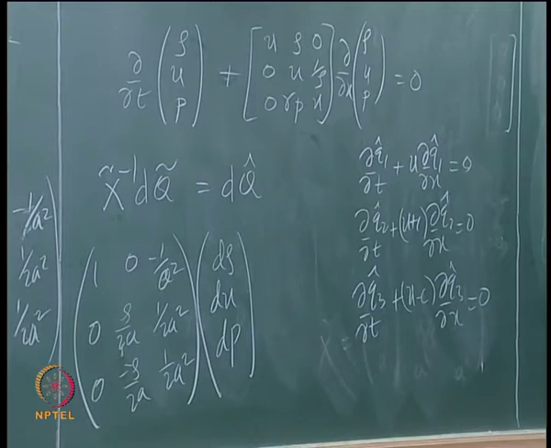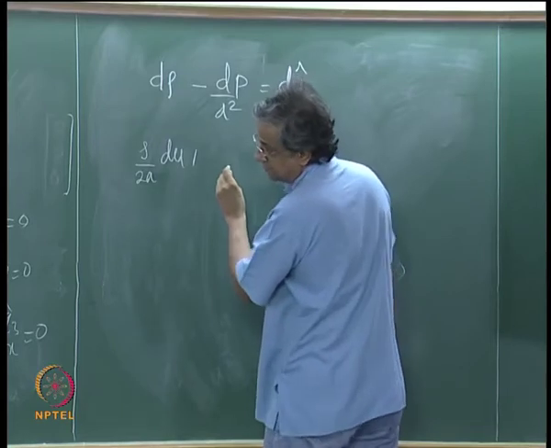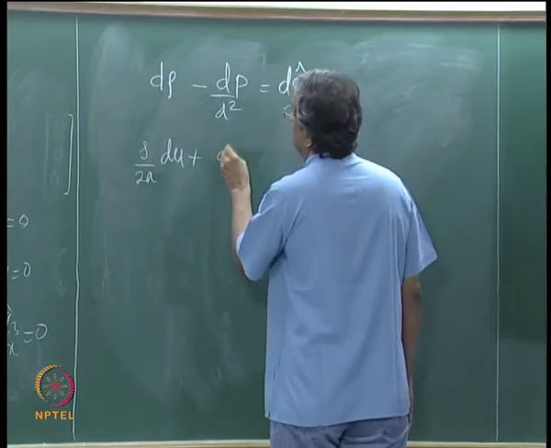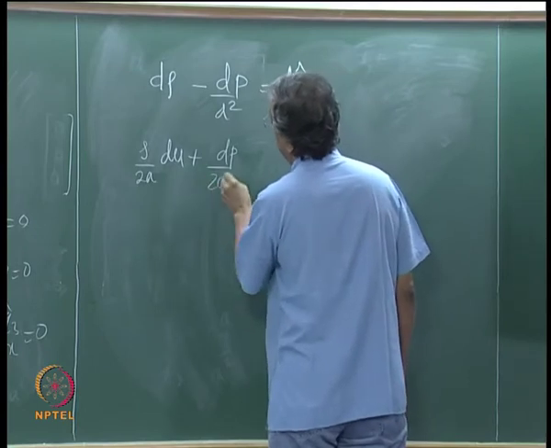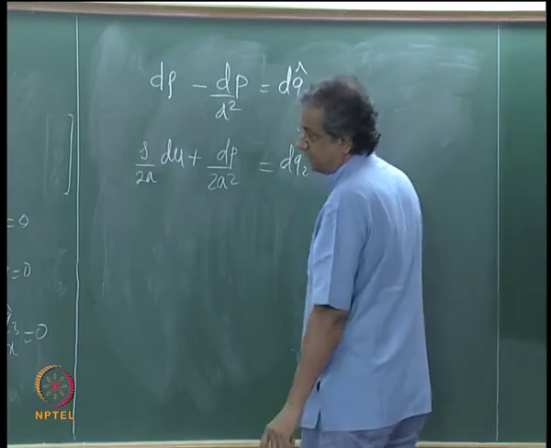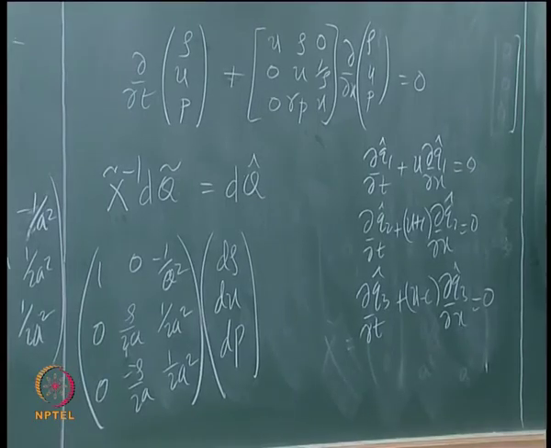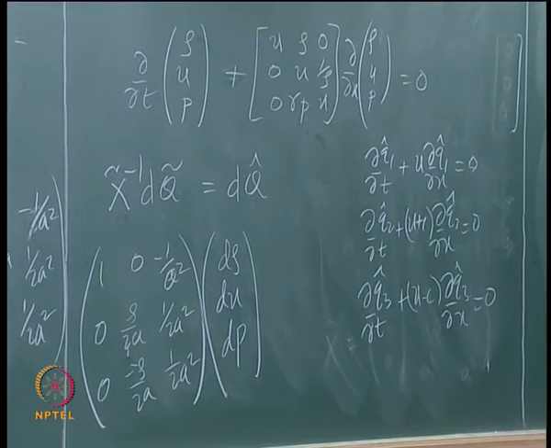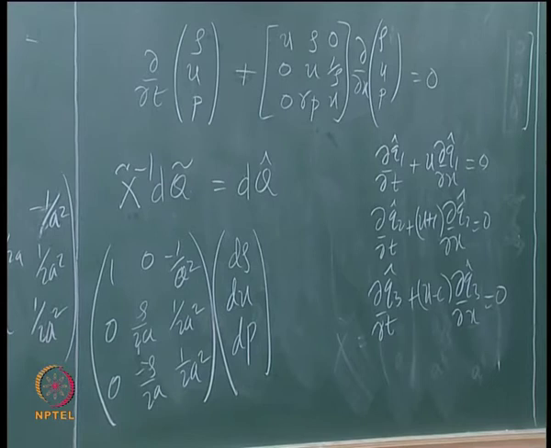What is the second equation? Rho by 2a du plus dp divided by 2a squared equals dq2 hat. And the last one, minus rho by 2a du plus dp by 2a squared equals dq3 hat. Fine.